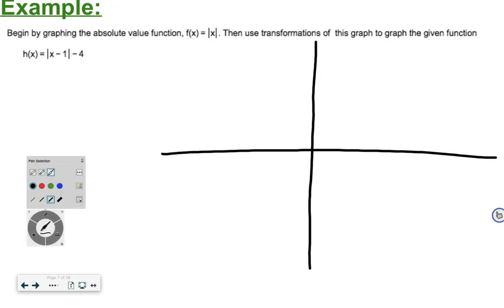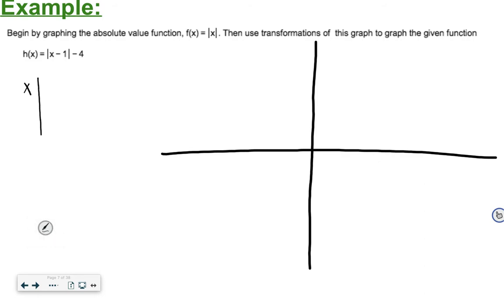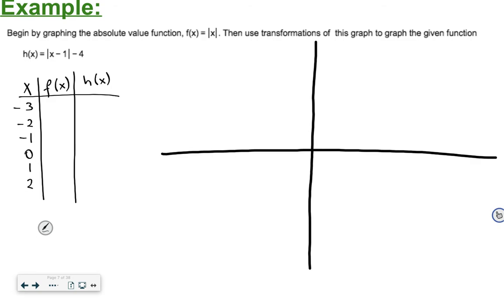Remember that in our previous lesson, I mentioned that the best method is making a table. X values and f of x values, g of, not g of x, h of x value. You can give any x value to the function. I would like to start from negative 3, negative 2, negative 1, 0, 1, 2, and 3.